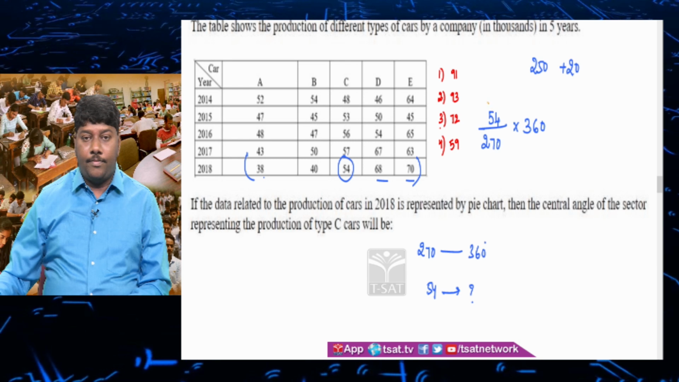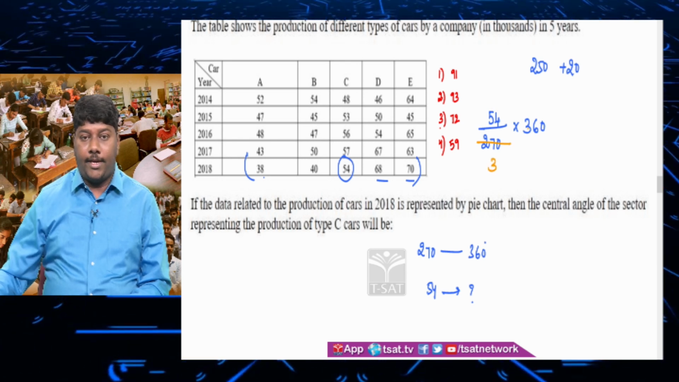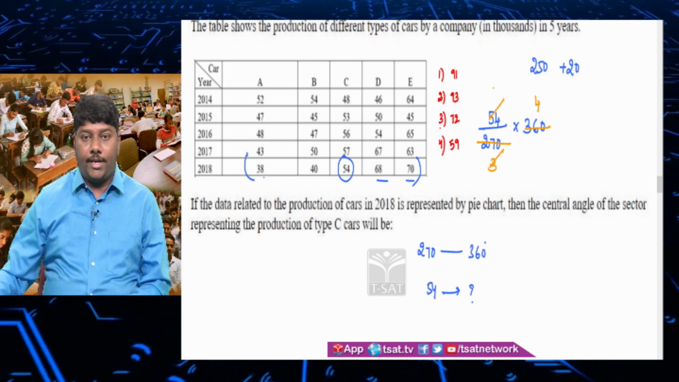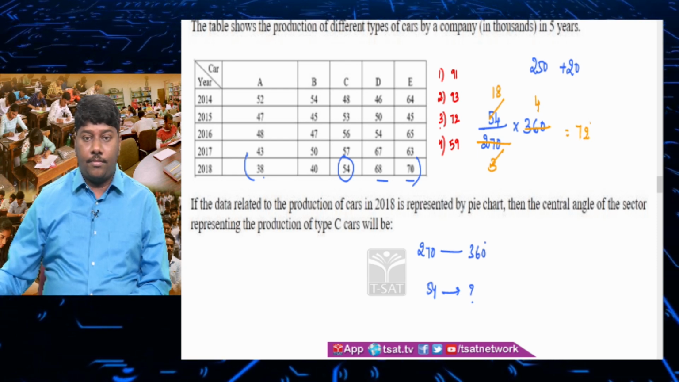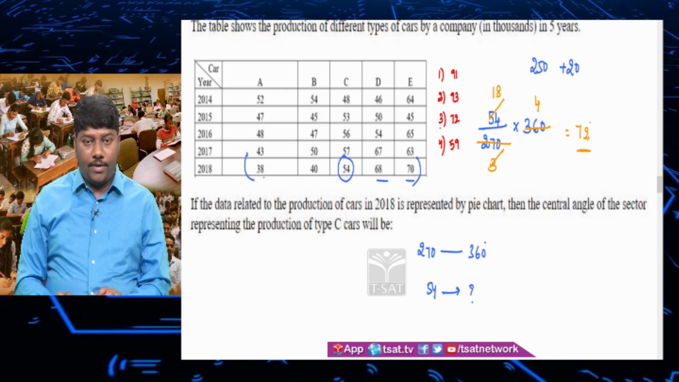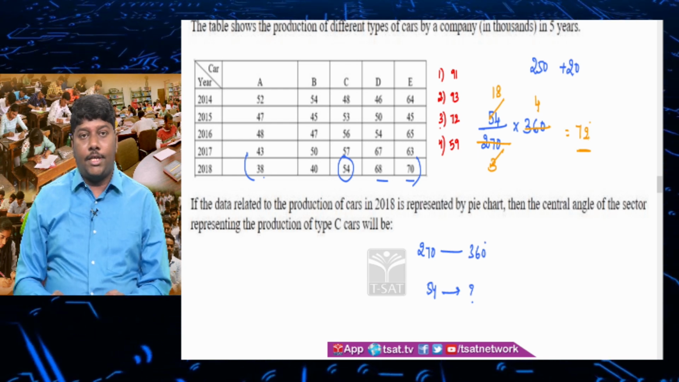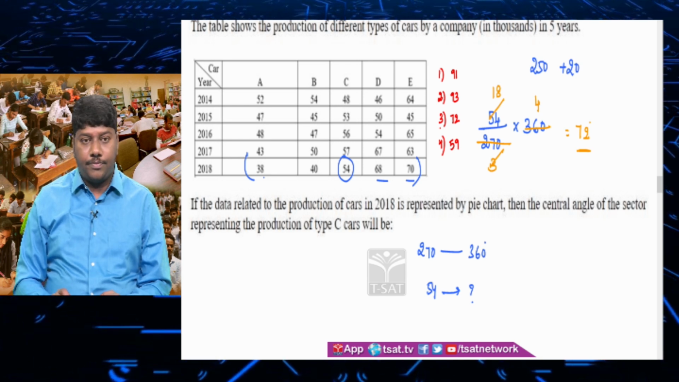So we can cancel. 9 3s are 27, 9 4s are 36, 3 1s are 3, 3 8s are 24, 18 4s are 72 degrees. If you know calculations well, 54 5s are what? 270. Therefore, you can say it is 1/5 of 360, that is 72 degrees.